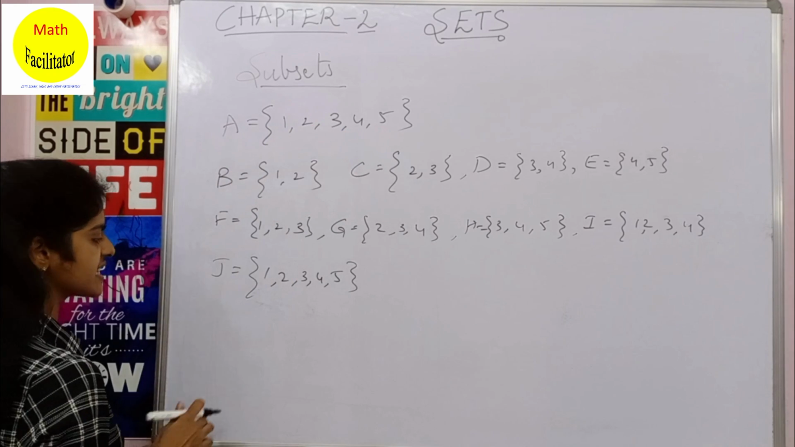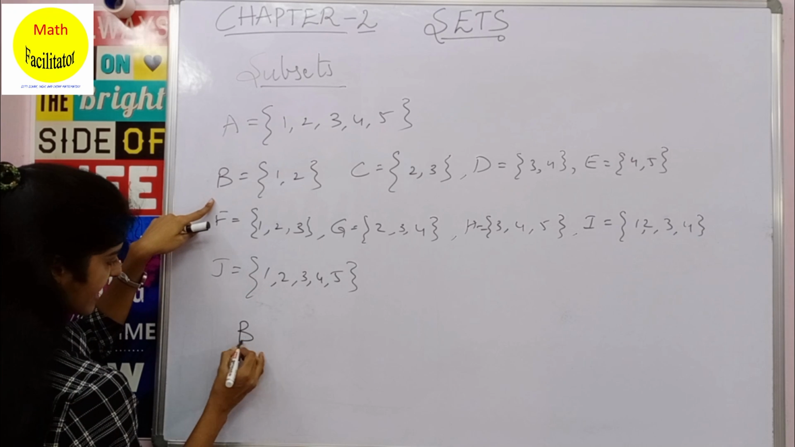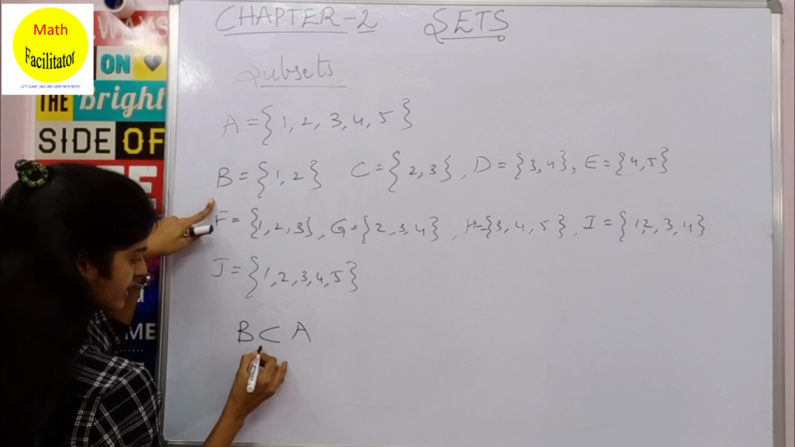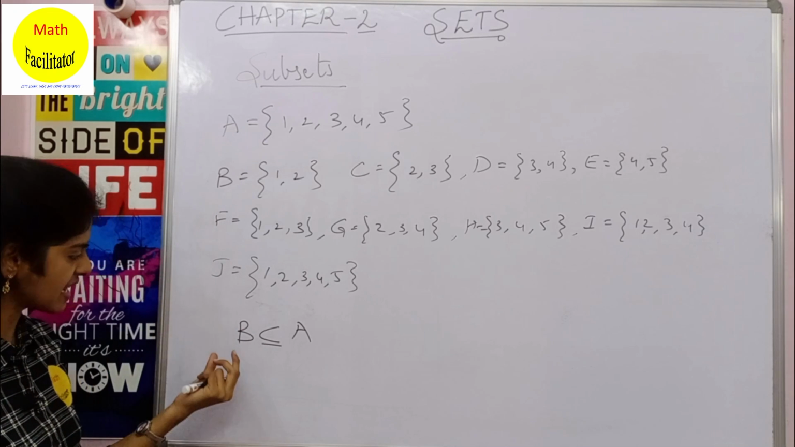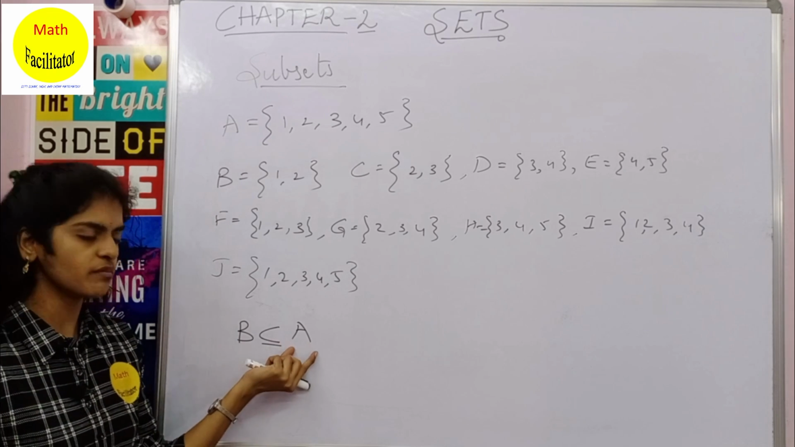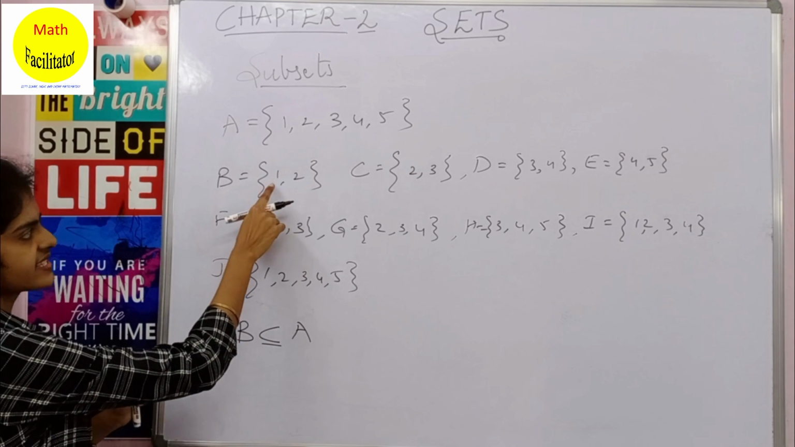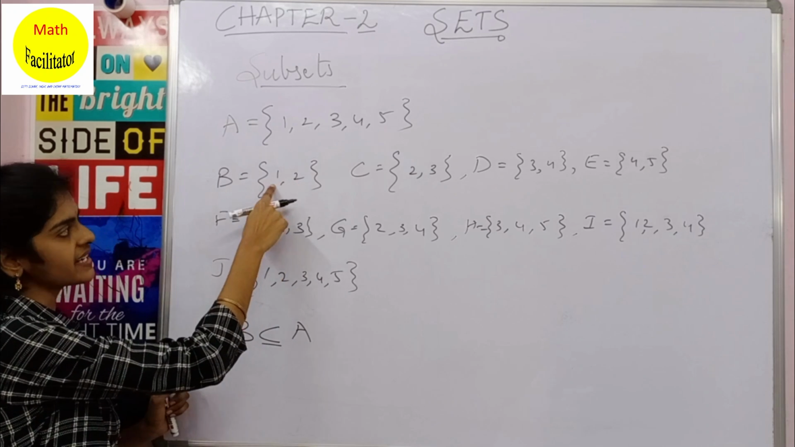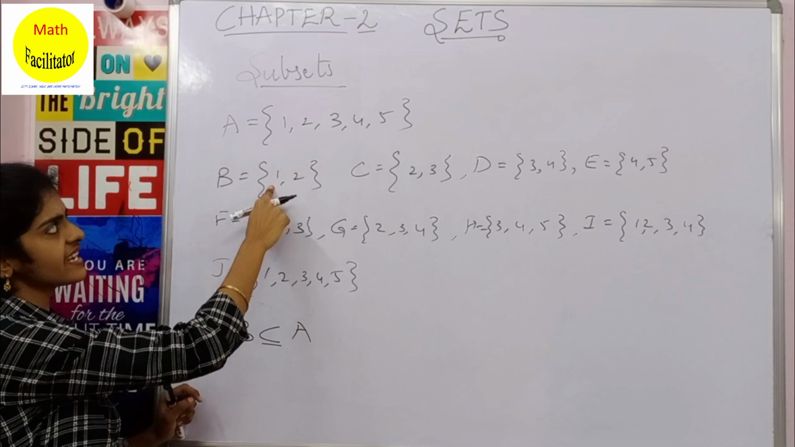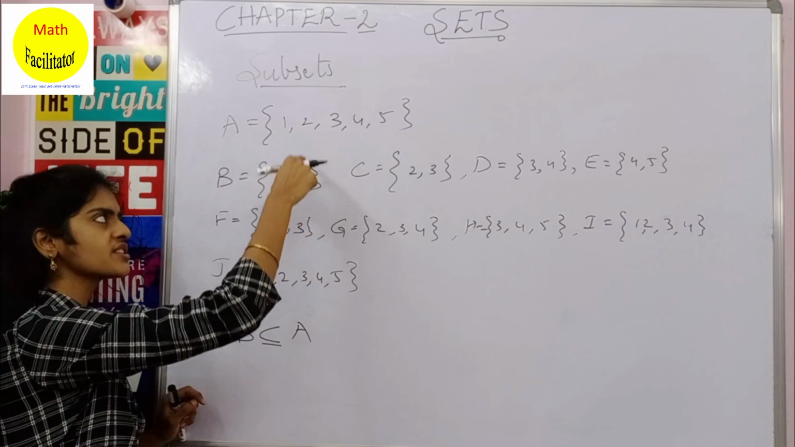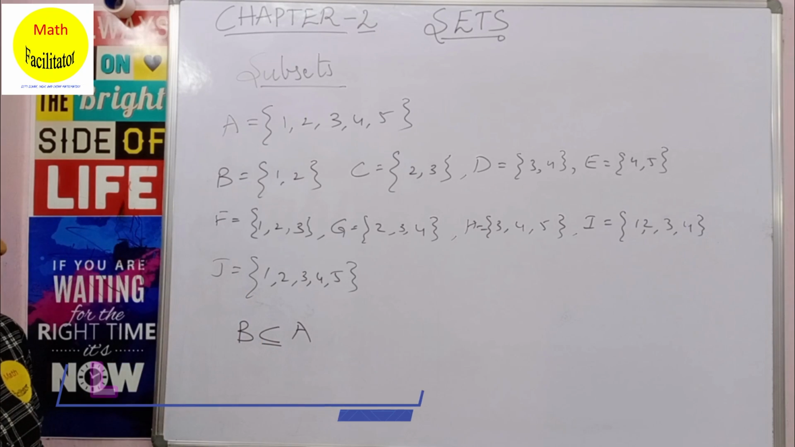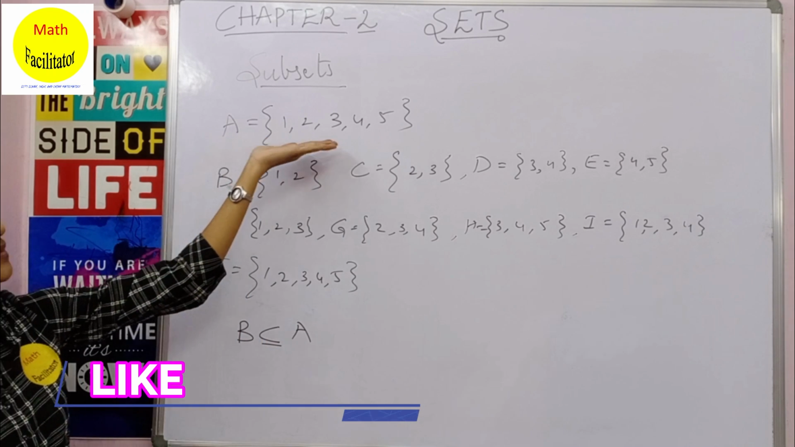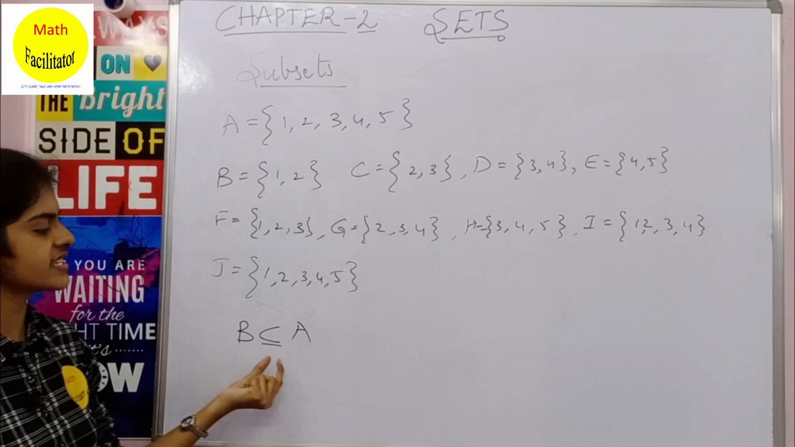And how do you represent it? Now B is a subset of A, so this is how you represent it. B is a subset of A, that means every element of B is an element of A. Here you can see there are two elements in B, 1 and 2. Now 1 is an element of A and 2 is also an element of A. Only then you will write it in this way. So every element of B should be an element of A. Only then you will say B is a subset of A.